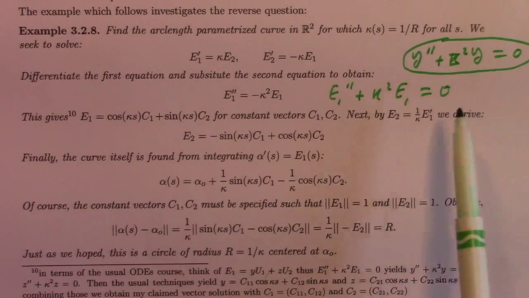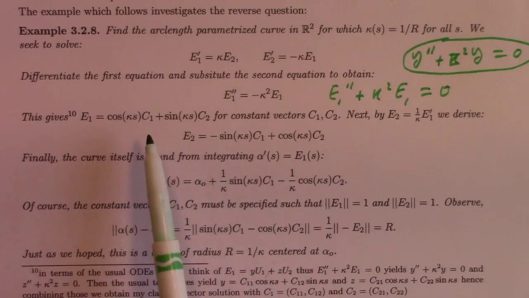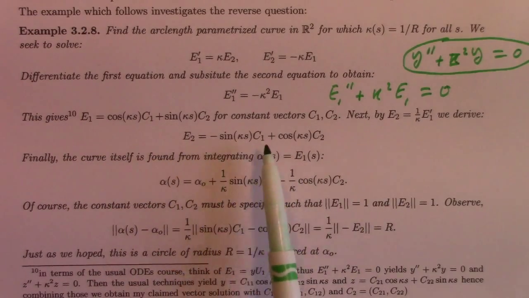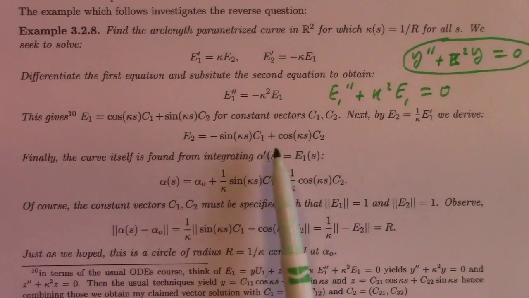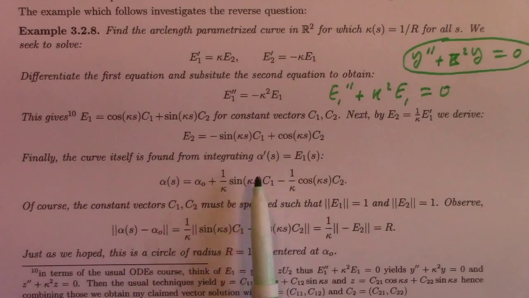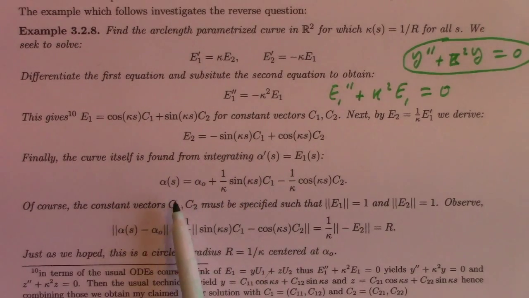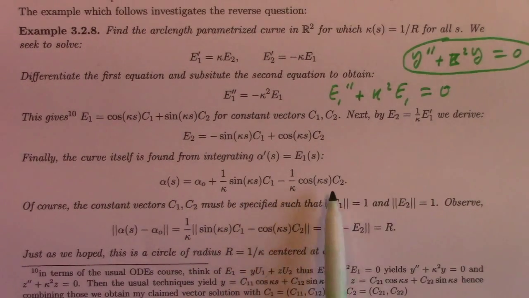But you can solve the same here for vectors. You just have to, instead of putting constant numbers, put constant vectors, and that gives you a solution. Then E2 can be found by differentiating and dividing by the curvature. And then you can find the curve itself by integrating E1, which, remember, was the velocity of the curve. So I get alpha of s equal to alpha naught, some constant, plus 1 over kappa this, minus 1 over kappa that.